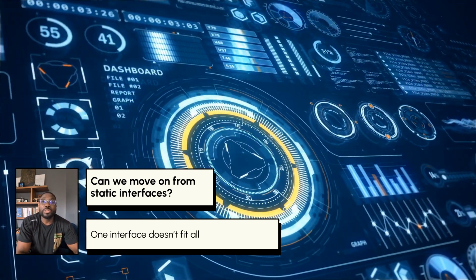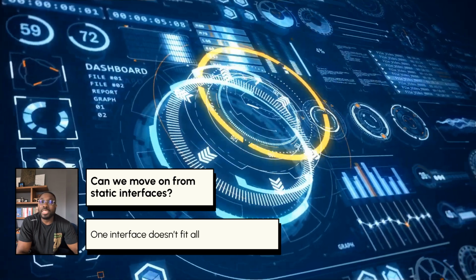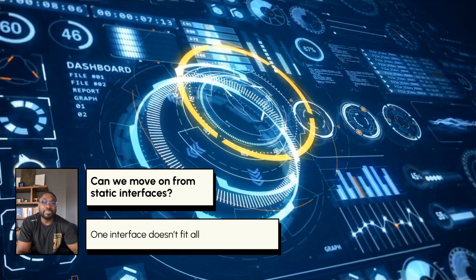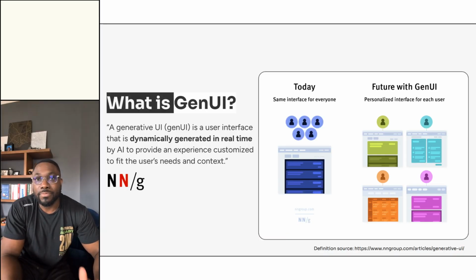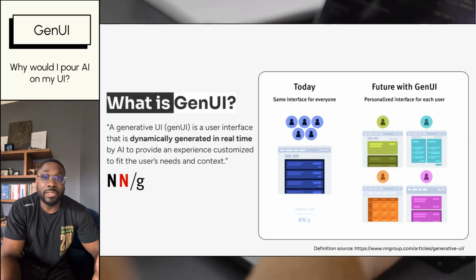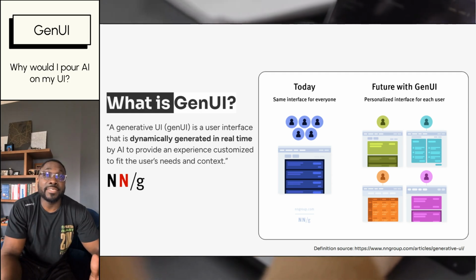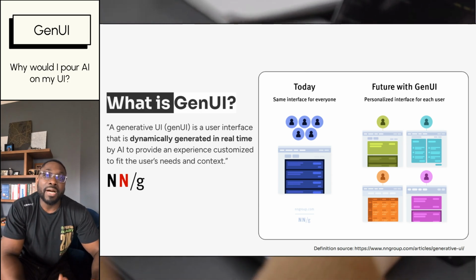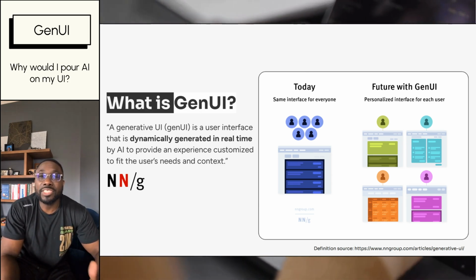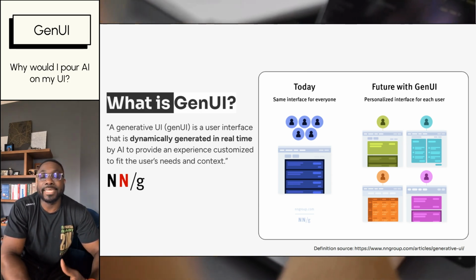And in under 240 seconds, let me explain what it is, why it's important, and how to leverage it, how to actually implement it. 4 minutes. Let's go. So, Nielsen Norman Group defines it. I love this definition. Generative UI is a user interface that is dynamically generated in real time by AI to provide an experience customized to fit the user's needs and context.